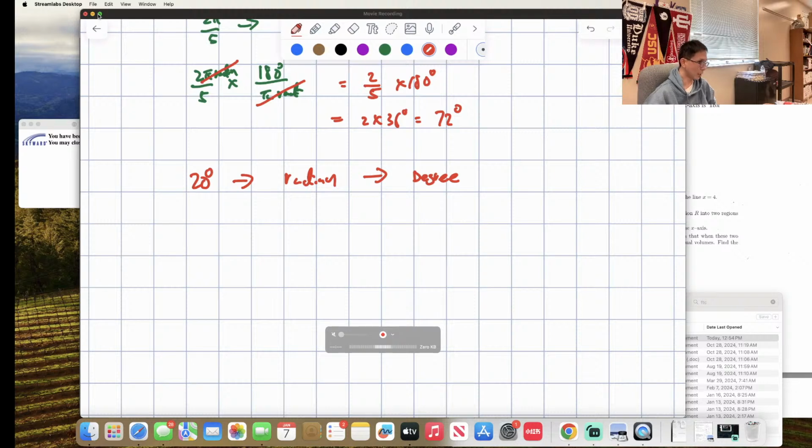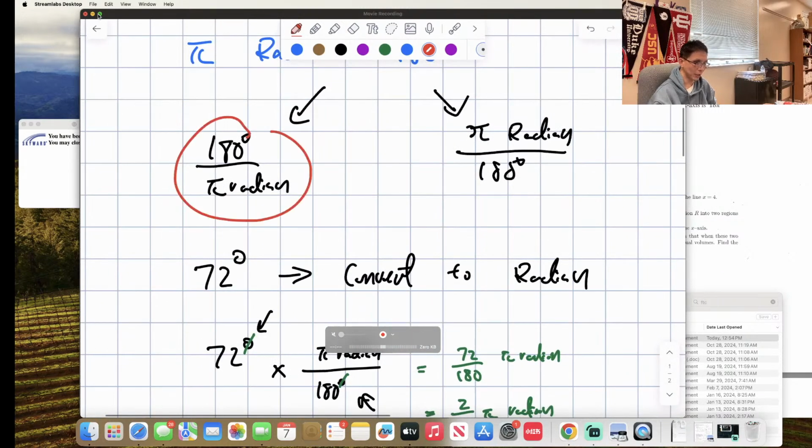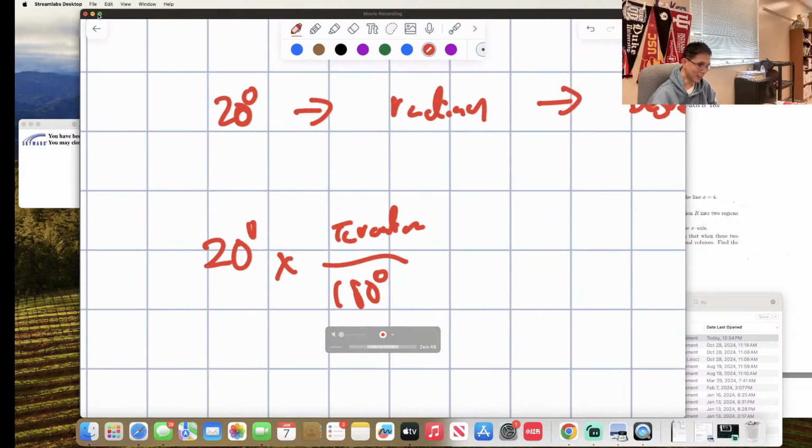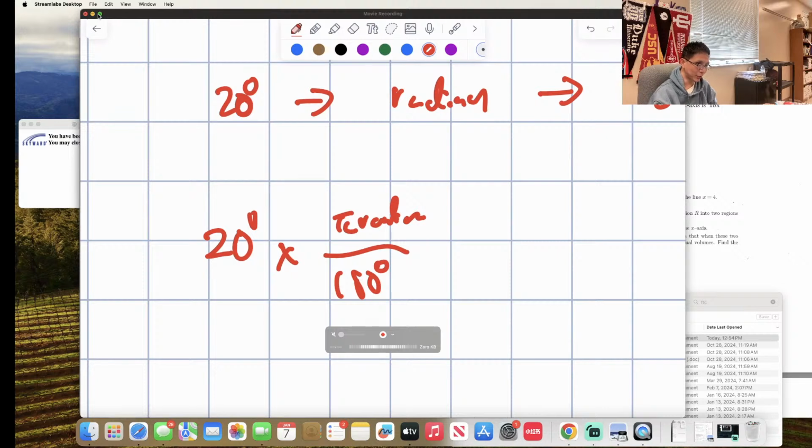Okay. So if you start with 20 degrees, you want to multiply by a conversion ratio that has degrees on the bottom so you can cancel. So you want to multiply this by pi radians over 180 degrees. That was 20 degrees, and this is degrees. So the degrees cancel. That's equal to 20 over 180 pi radians, which is equal to 1 over 9 pi radians.